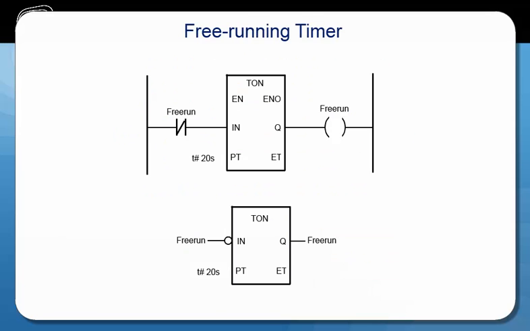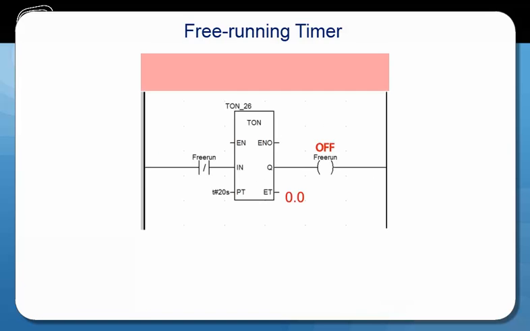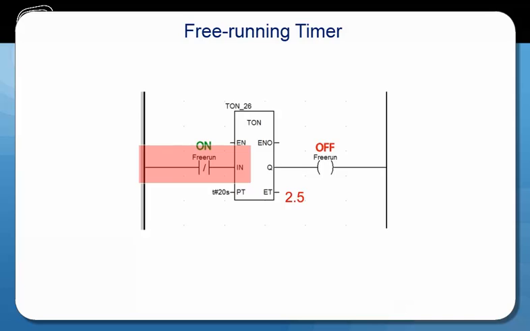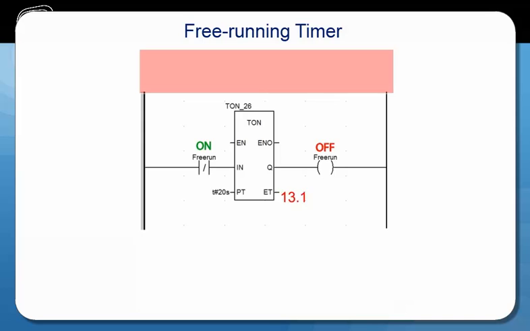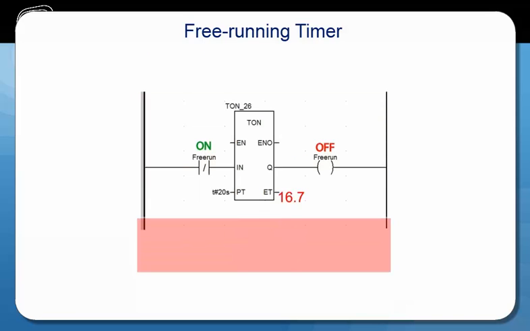A free-running timer will run for the preset time and then reset itself. The output Q variable is connected to the IN via a normally closed contact or inverted input. When the program first starts, the coil free run is off. The normally closed free run contact is on and the timer will start to time up. The program will cycle through repeating the timer rung, checking for the timer to time up.